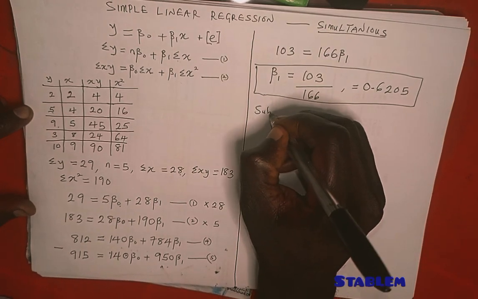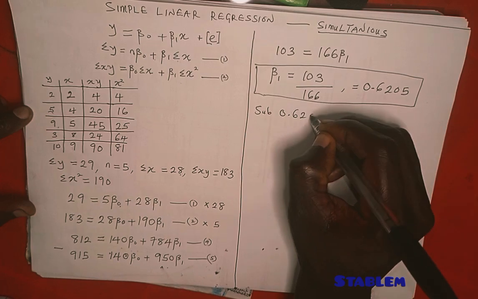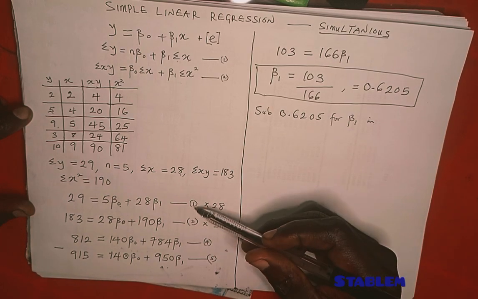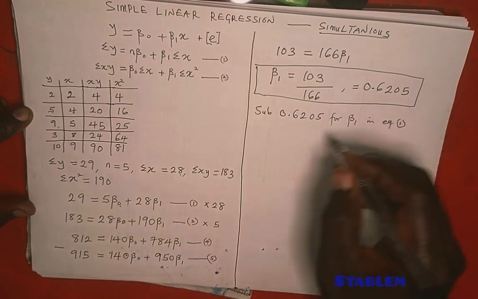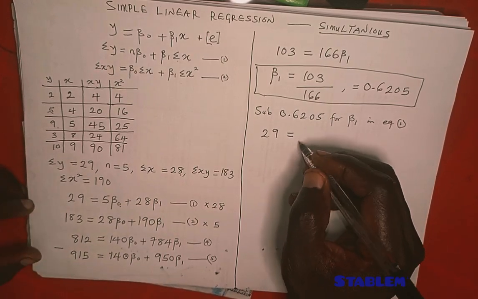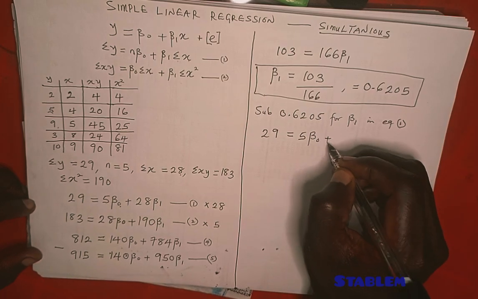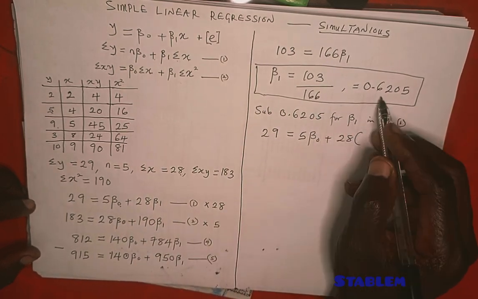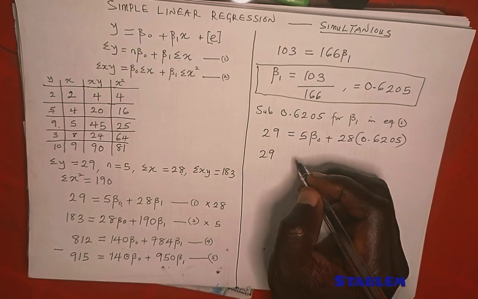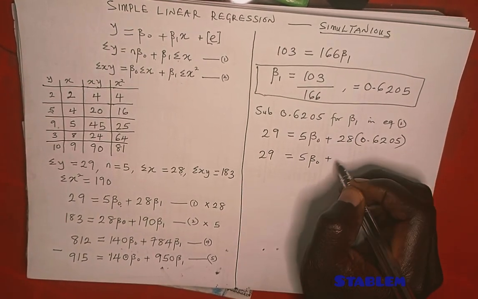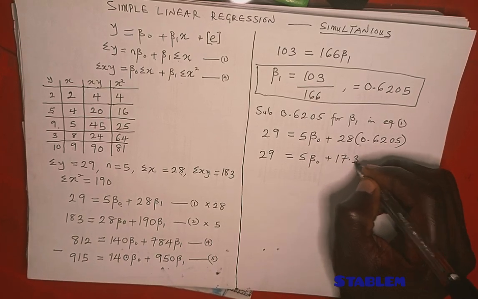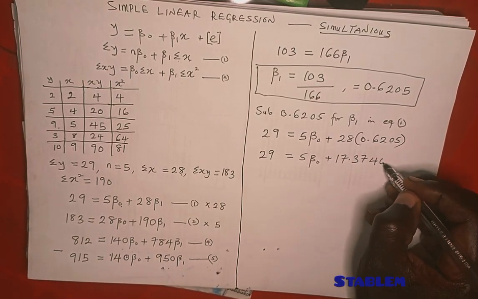Now we need beta naught. We can substitute 0.6205 for beta 1 in either equation 1 or 2, but let's pick equation 1. So we have 29 equals 5 beta naught plus 28 beta 1. Then instead of beta 1, I put 0.6205. Now if I multiply that, we have 29 equals 5 beta naught plus 28 multiplied by 0.6205. That will give us 17 point, if you leave it in 4 decimal places, we have 3740.